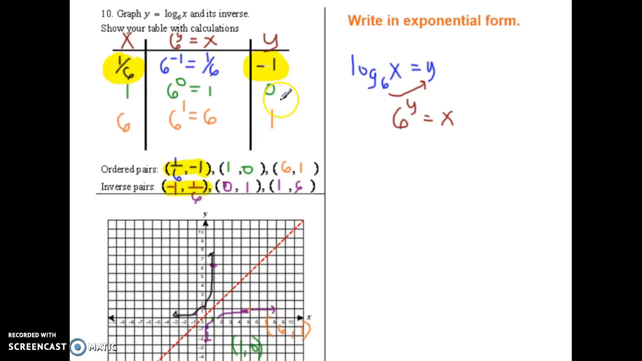And I'm going to pick 0. 6 to the 0 power is 1. So I got 1, 0. Switch them around to get the inverse. Then I'm going to do the same thing. I'm going to put 1 in. So 6 to the first power is 6, so I get 6, 1. So make a graph. I graph my points, and you can see here's my exponential growth, and here's my log. They're inverses of each other.